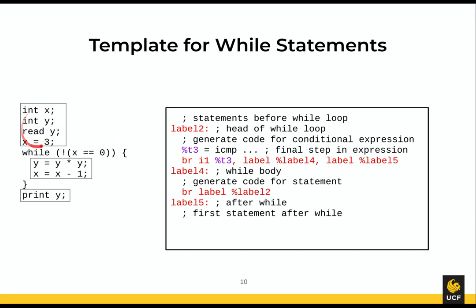It's not here, it's not this code. This code is outside of the while loop, but the code inside of the parentheses of the while loop, which syntactically says something about its proximity to the while loop, that code goes here inside of our head, and it has its own label so that we can unconditionally branch to it. That's how you implement a while loop in LLVM.